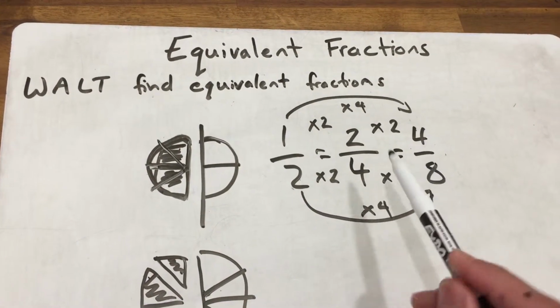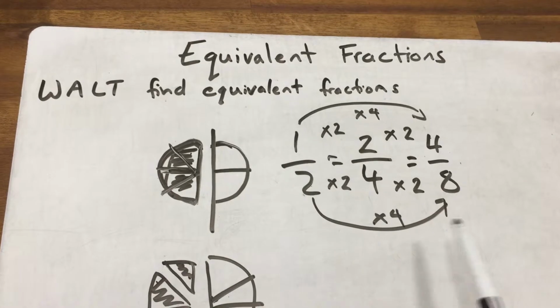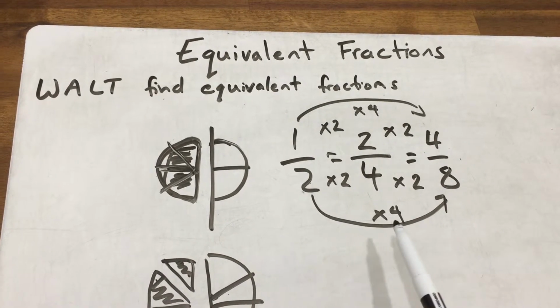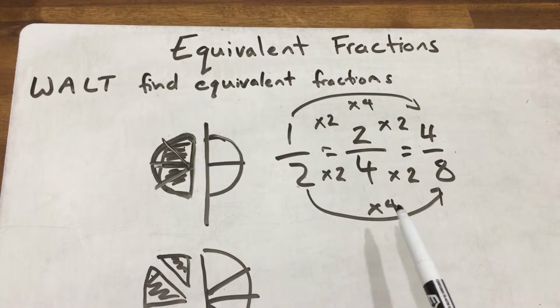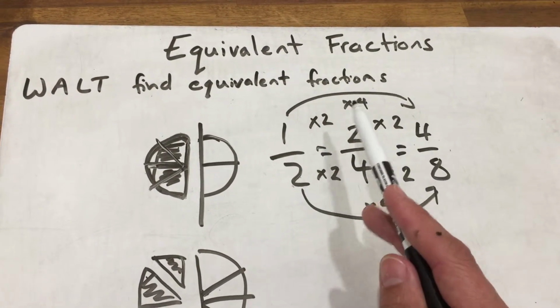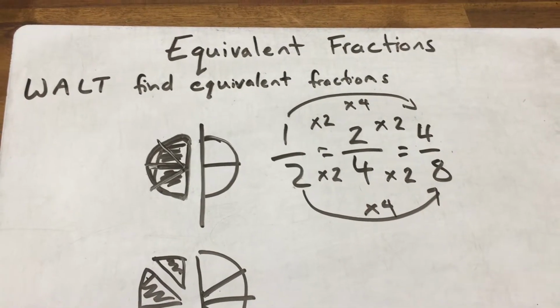To do the reverse of this, if timesing is making it get bigger, how do we make it smaller? Well, turn it into division. We divide it by 4. So 8 divided by 4 equals 2, 4 divided by 4 equals 1. So that's the other way around.